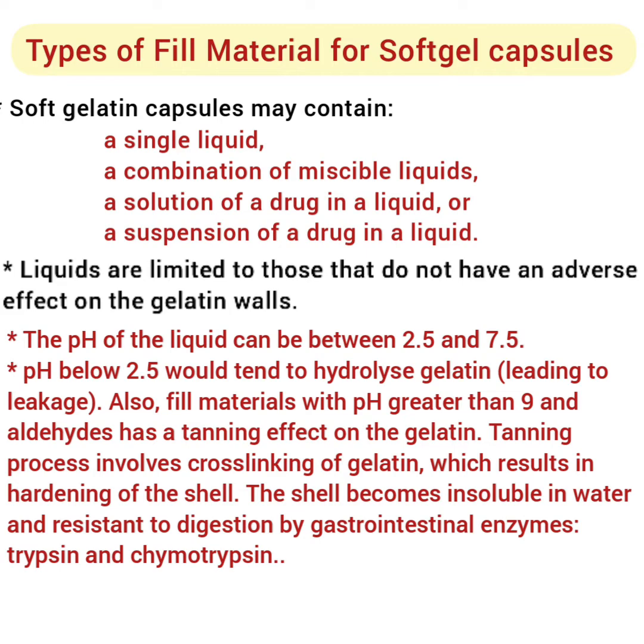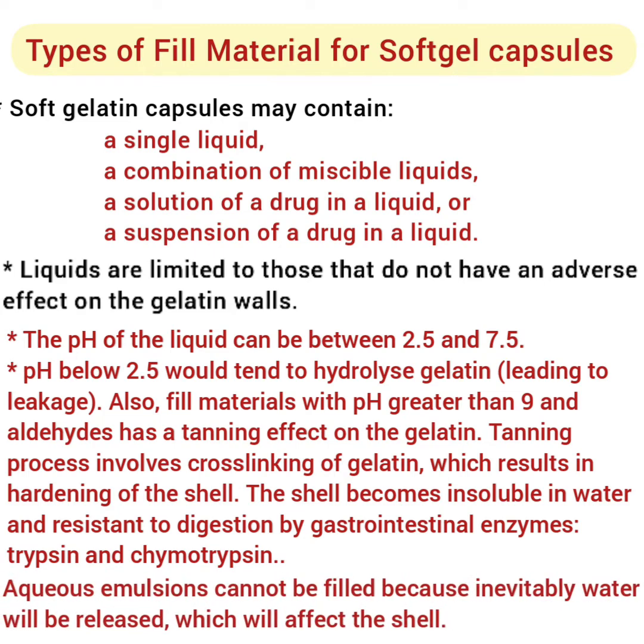The pH of the liquid must be between 2.5 and 7.5, because if the pH is below 2.5, it will hydrolyze the gelatin, leading to leakage of the fill material. And if the pH of the fill material is more than 9, or if aldehyde is present, it has a tanning effect on the gelatin. The tanning process involves cross-linking of the gelatin and results in hardening of the shell. If the shell hardens, it becomes insoluble in water and resistant to digestive enzymes like trypsin and chymotrypsin.